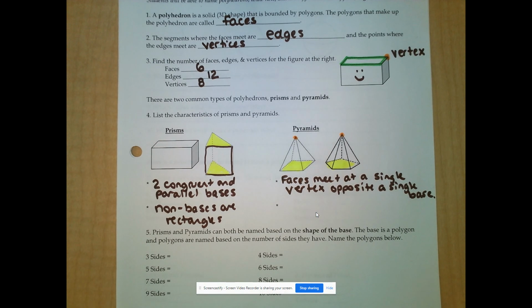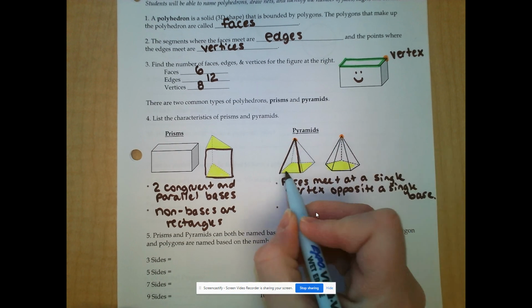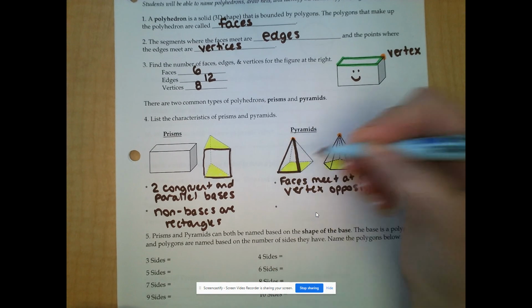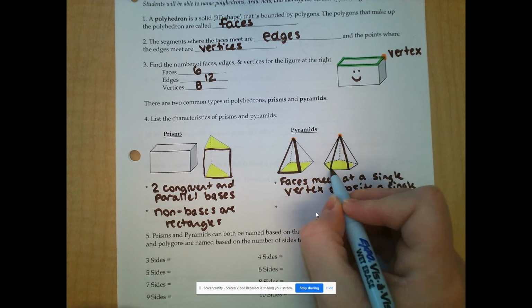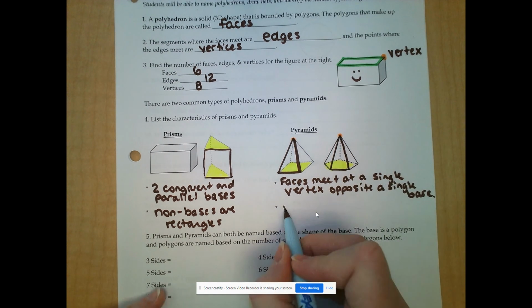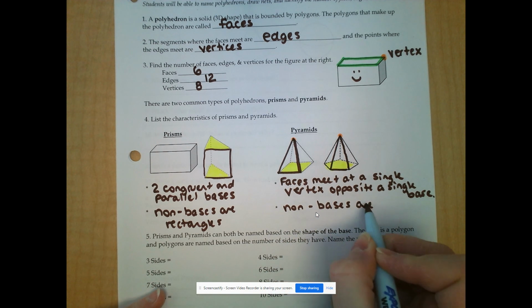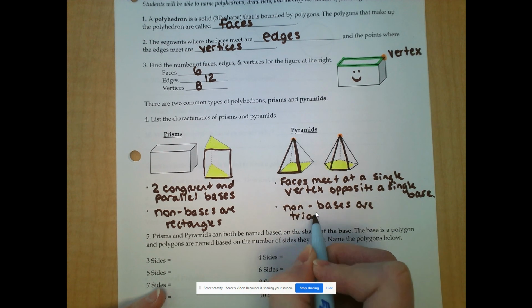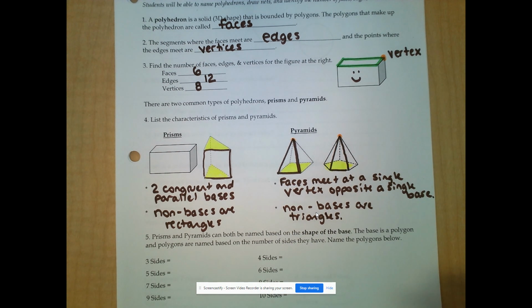Another thing is that all of the non-bases on a pyramid are triangles. If you look here, this is a non-base. This would sort of be like the front of the pyramid for you. That is a triangle. If we look at this one here, the front of the pyramid, that is a non-base. That is a triangle. So all non-bases are triangles. And those are the 2 major things that set prisms and pyramids apart.